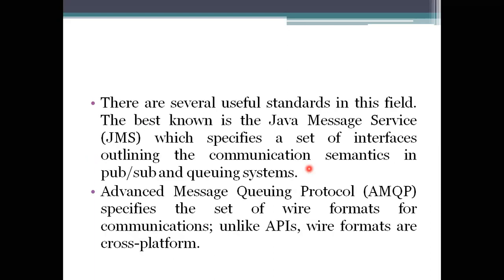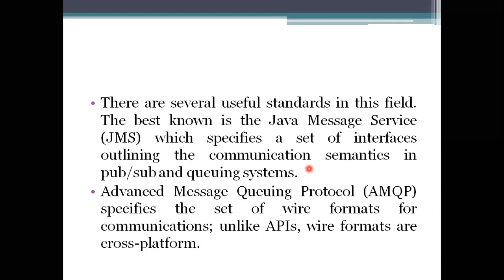Coming to the next one, queuing and messaging systems: what systems are we using here is being specified. We are using many representations here. In these representations, there is JMS, Java Message Service. This Java Message Service is represented by the interfaces you are using. They also provide the communication semantics, and they take semantics in publishing and subscribing.